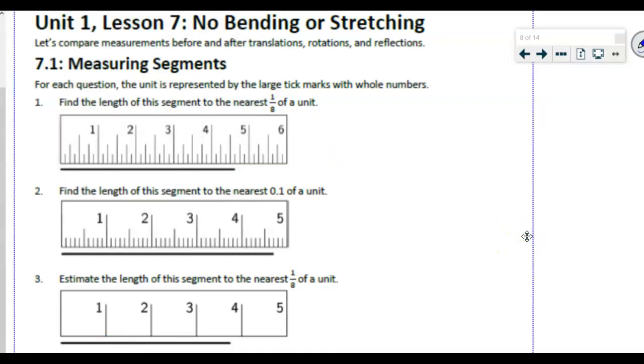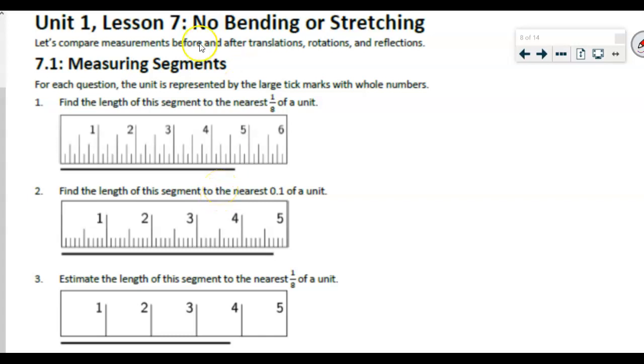Hello, Math 8 students. This is Unit 1, Lesson 7 from Open Up Resources, No Bending or Stretching. Your warm-up today is to measure each one of these line segments following the specific directions for that problem. The length of this segment needs to be measured to the nearest 1/8 of a unit.